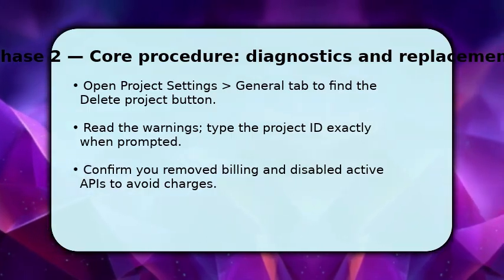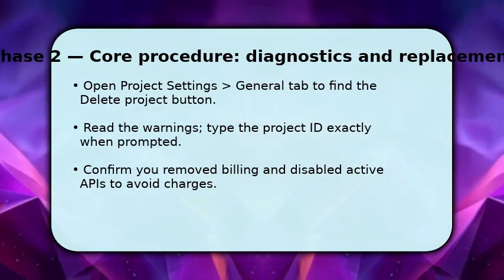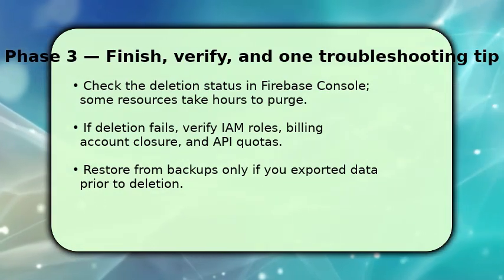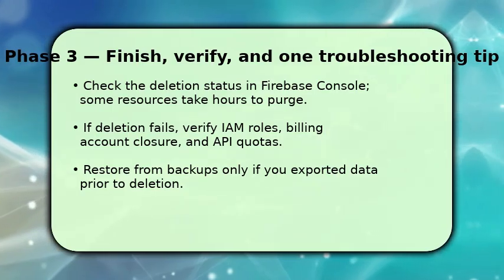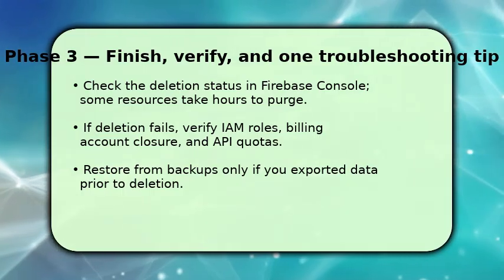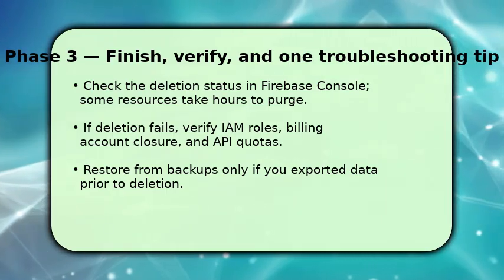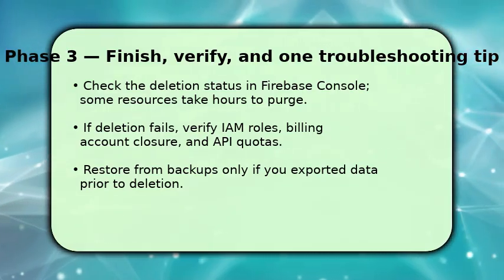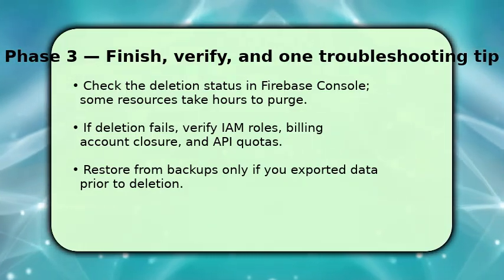Once confirmed, Firebase queues the deletion and begins removing resources across services. You finish by monitoring the deletion status visible in the console. Some resources, especially large storage buckets or cloud functions, can take hours to purge. If the deletion stalls, check IAM roles, ensure you still have owner access, and confirm the billing account was closed or detached, because active billing can block finalization. Also review API usage and quotas. If something goes wrong and you exported backups earlier, use those exports to recreate essential data in a new project.